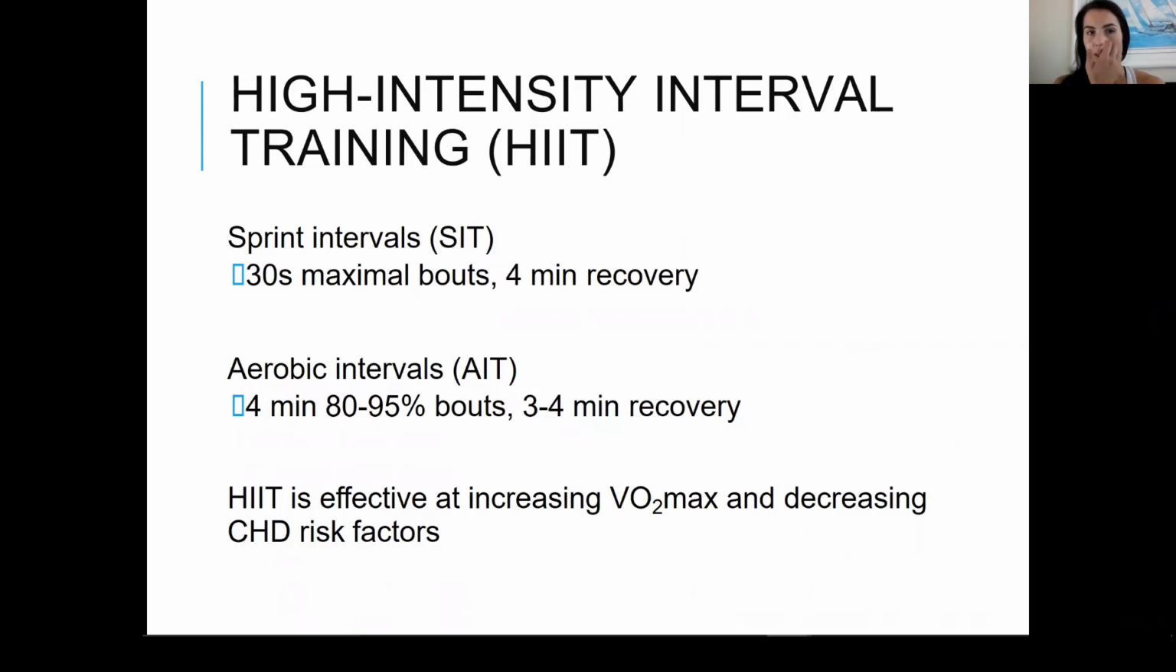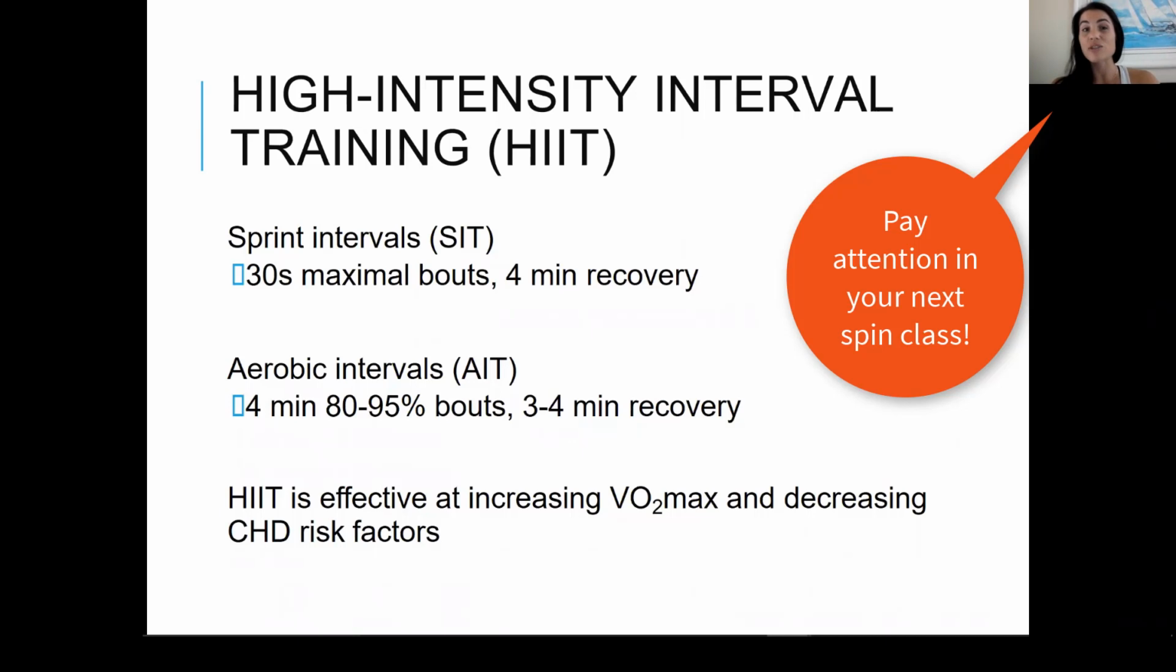So here are some examples. You have sprint intervals or SIT, and those are very basic, right? You do 30 seconds max, right? And then you get a 4-minute recovery. And truthfully, when you use the word sprint, you need to be very careful because physiologically, we can't really sprint more than 30 seconds. So for instance, if you take a cycle class and someone says, okay, we're going to sprint for a minute, what you're thinking is, actually, we're not sprinting, we're doing an interval, right?